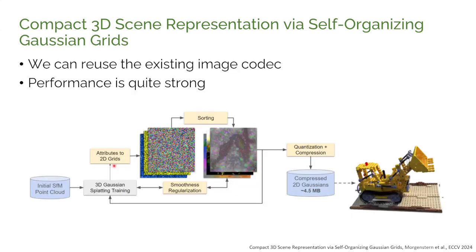And here is their pipeline. There's an iterative process, and in the middle it tries to maximize the locality of the 2D grid representation so that the later 2D image compression works much better.